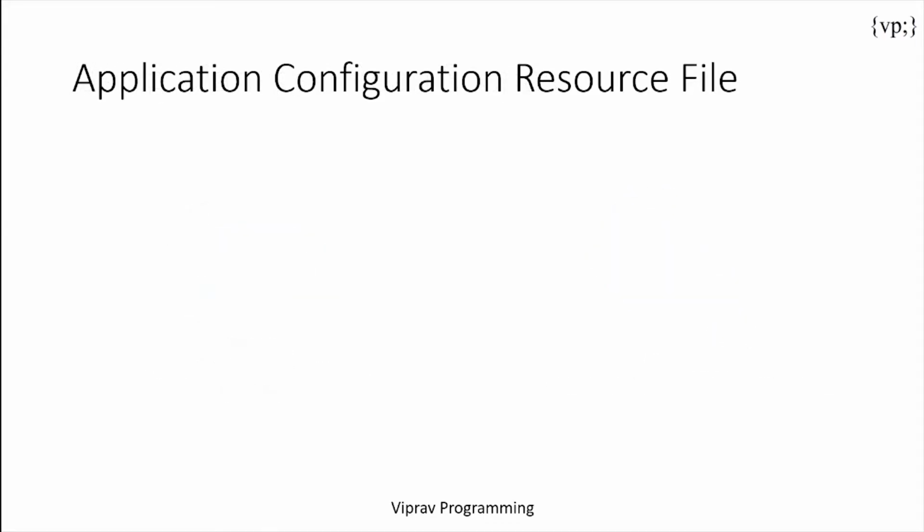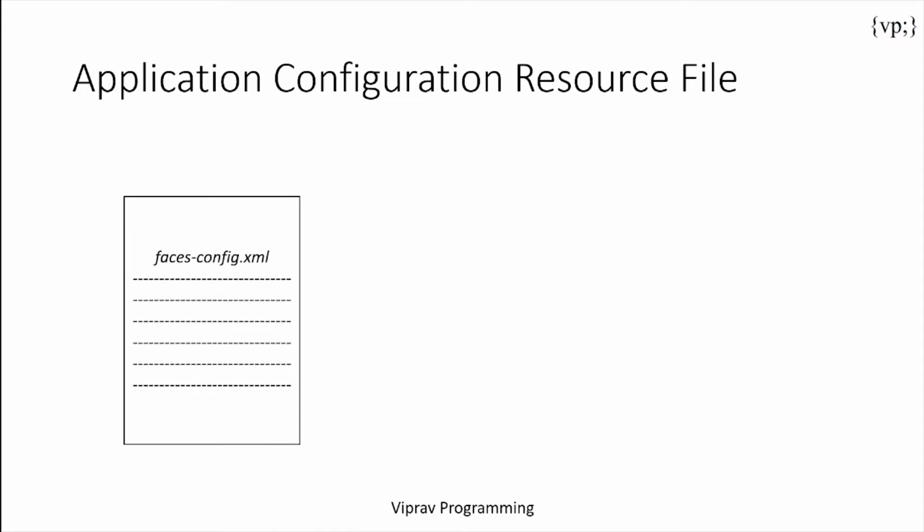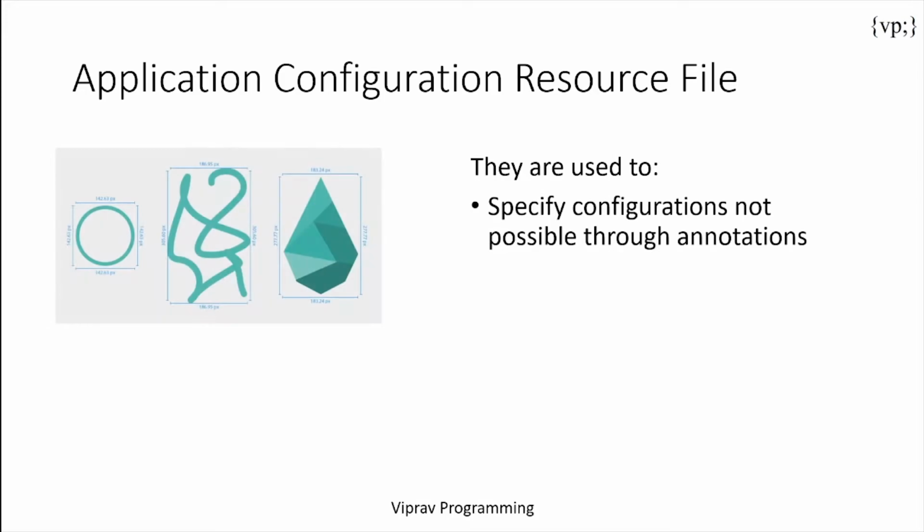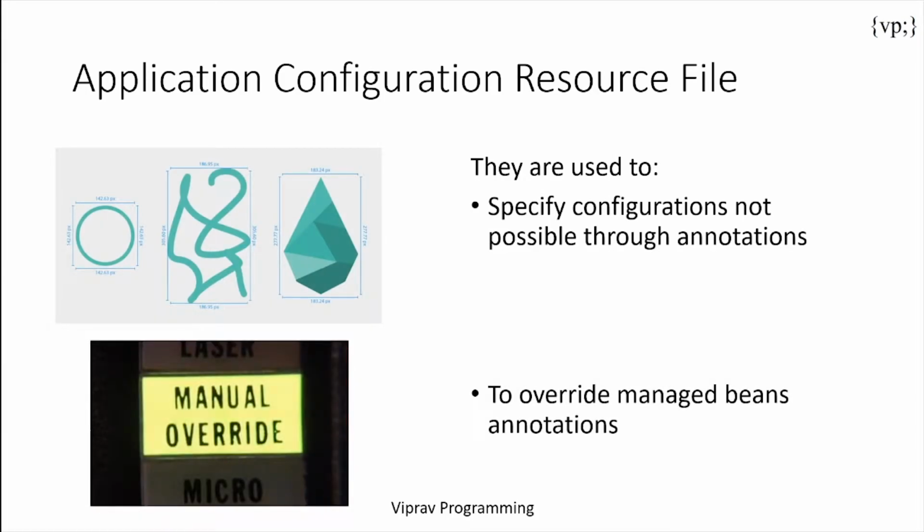Now there's the application configuration resource file. So one or more XML documents, the application configuration resource files, configure and register objects, resources, and define navigation rules for applications as well. They're usually called faces-config.xml, and they're used to specify configurations not possible through annotations and to override managed bean annotations.